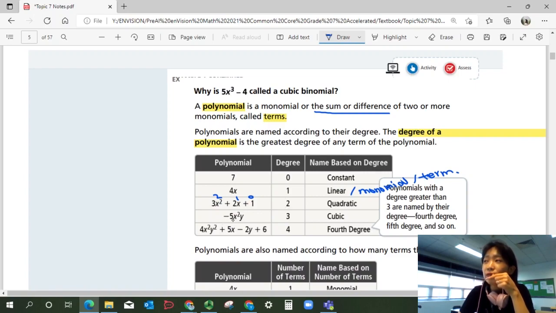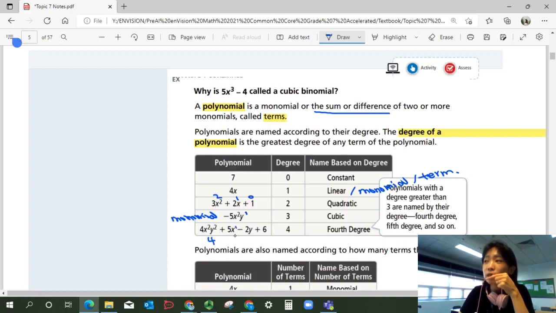All right, negative 5x squared y. You have x to the power of 2, y to the power of 1. So the degree of the polynomial is 3. And this is also a monomial. Okay, this is a monomial. You add the degrees, 2 plus 1, your degree is 3. And the polynomials that have a degree of 3 would be called cubic polynomial. And then the last one, you see 4x squared y squared. You can already tell that that has a degree of 4.